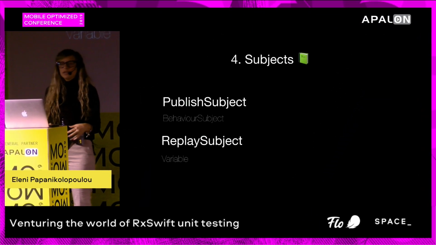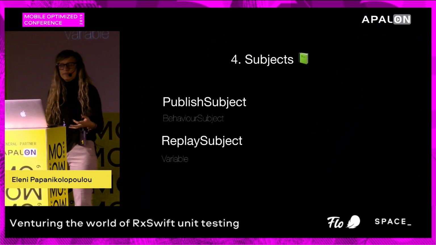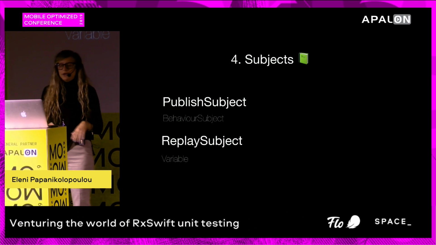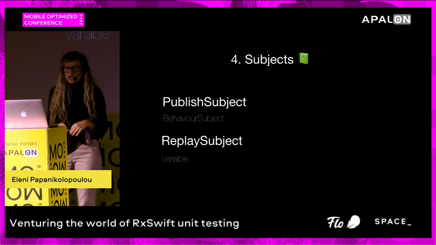And in RxSwift, we have different kinds of subjects, such as a publish subject, a behavior subject, a replay subject, and a variable. In our example, we're going to use a publish subject and a replay subject. The basic difference is that once you subscribe to a publish subject, you will start receiving the events emitted after the subscription happens. Whereas if you subscribe to a replay subject, you will also receive the events that have been emitted before the subscription happens. And this is called replaying of events. A replay subject gets initialized with a buffer size, which corresponds to the number of events it can replay.